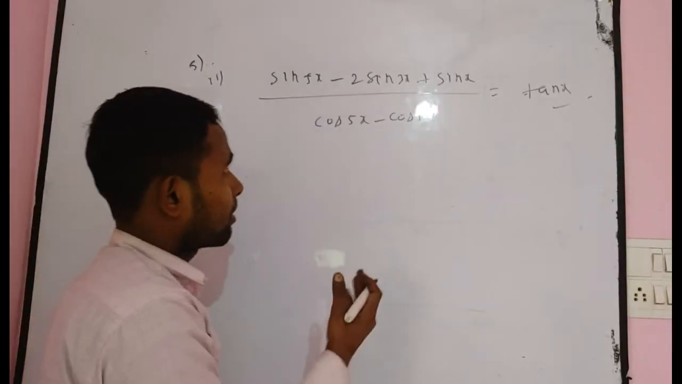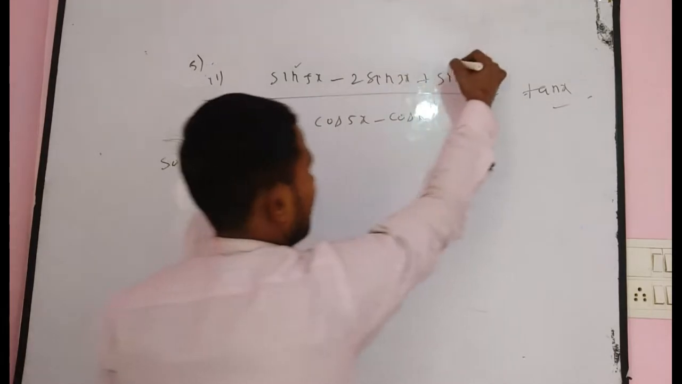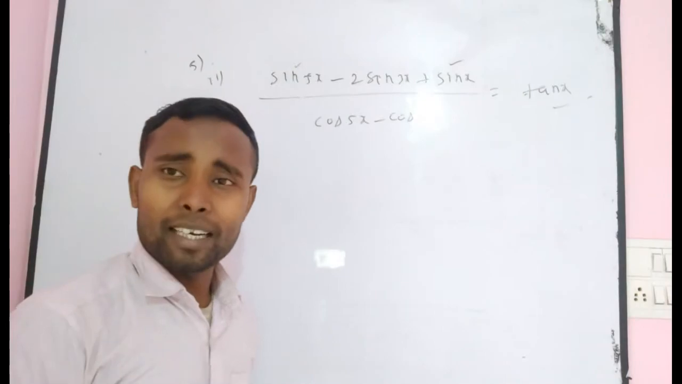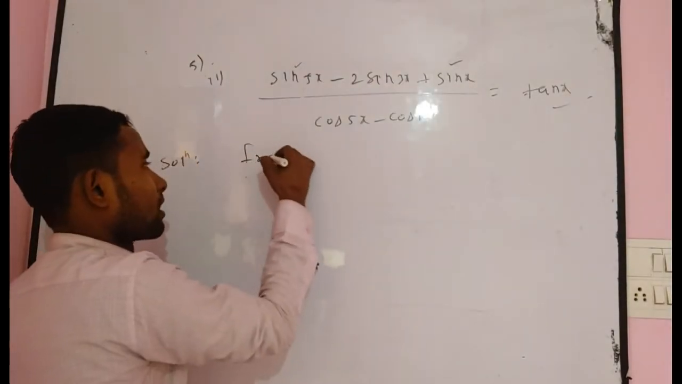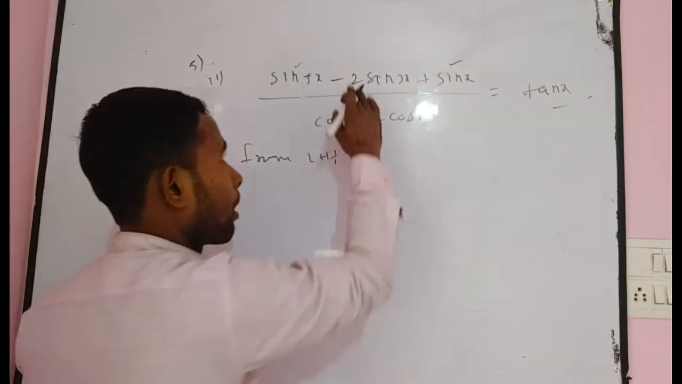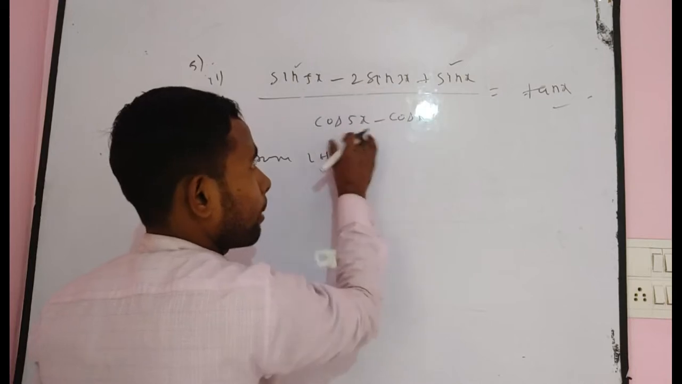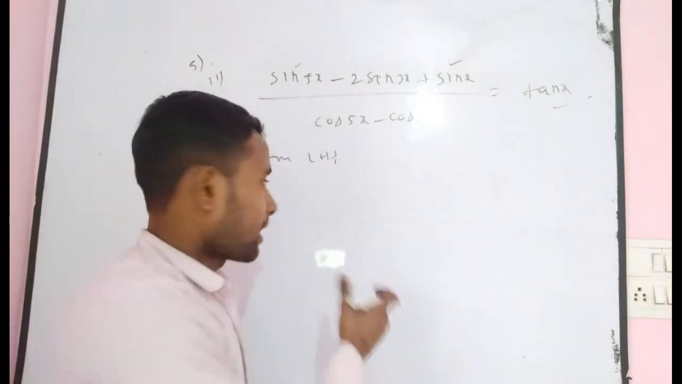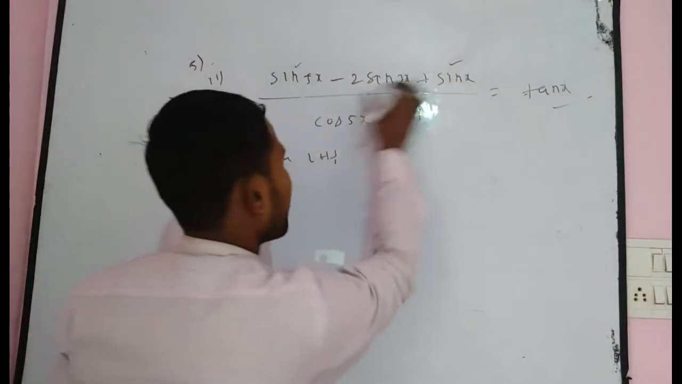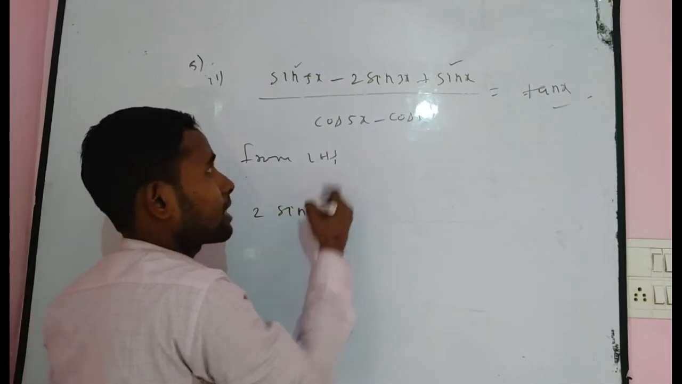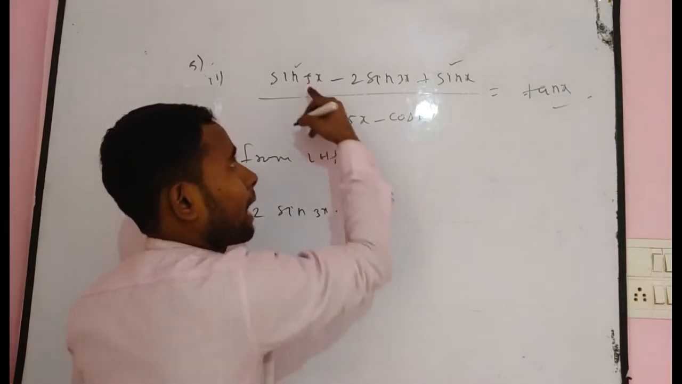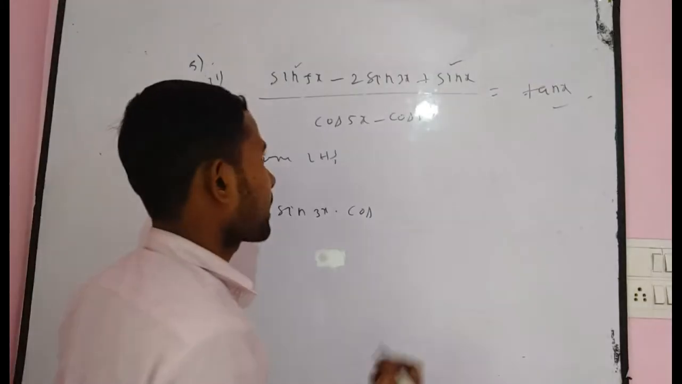Simply, firstly arrange this term sin 5x plus sin x. What is the formula of sin C plus sin D? You write sin 5x and sin x near to each other, minus 2 sin 3x, divided by cos 5x minus cos x. Sin C plus sin D is equal to 2 sin (C plus D)/2, that means (5x plus x)/2, that means 3x, into cos (5x minus x)/2, that means 2x.